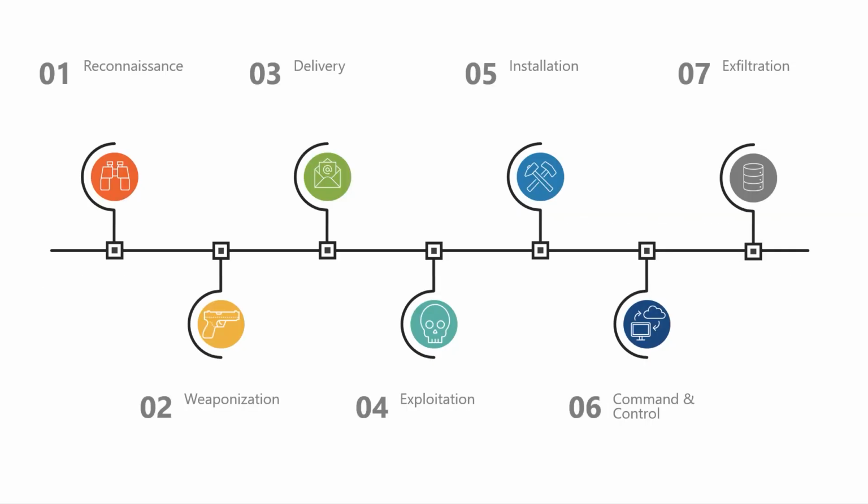We have the first step as reconnaissance. We have weaponization. Then we have to deliver that weapon. Once the exploitation takes place, we do the installation, or the attacker does the installation, then that installation would connect back to a command and control center, and then the final step will be the exfiltration.